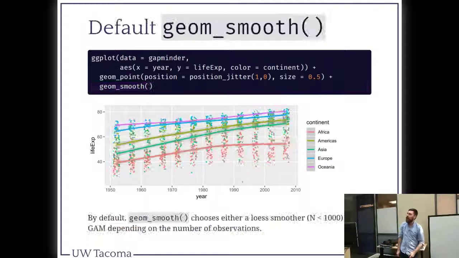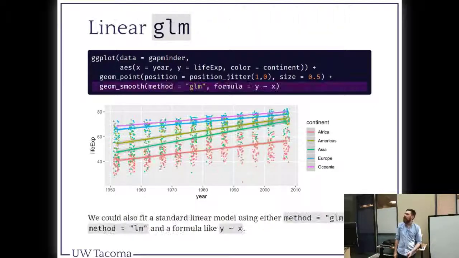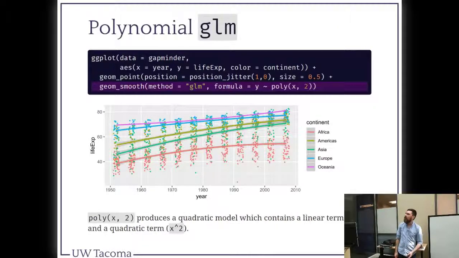It might not be a great fit, though, for some of them, because we see some of these are curved. A lot of them have a pretty good curve to it. It might be like, oh, well, why don't we fit a polynomial on that? So I say, same thing, method equals glm, but the formula now is y tilde poly(x, 2). This is a polynomial of second degree, so the model it's fitting is going to be y equals x plus x squared. There's two parameters on it. It's still a bivariate model, because the only thing on that side is our x variable, year. But you can do quadratic models, cubic models, whatever you want.